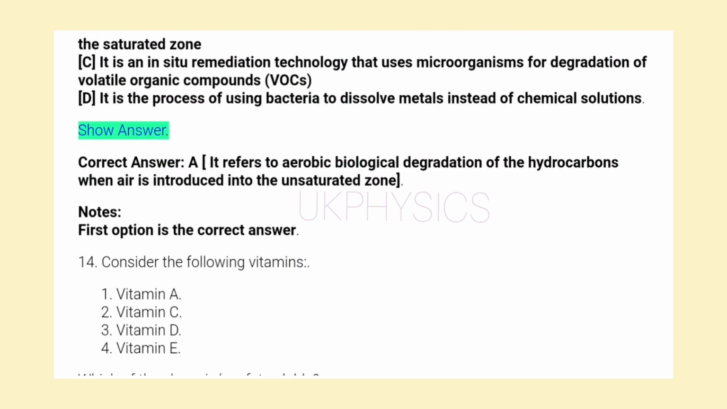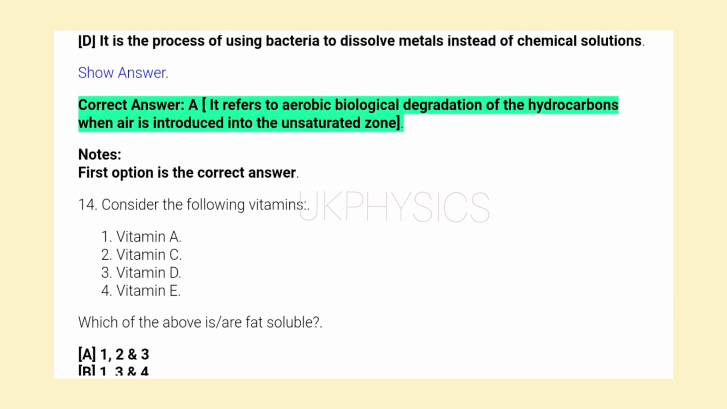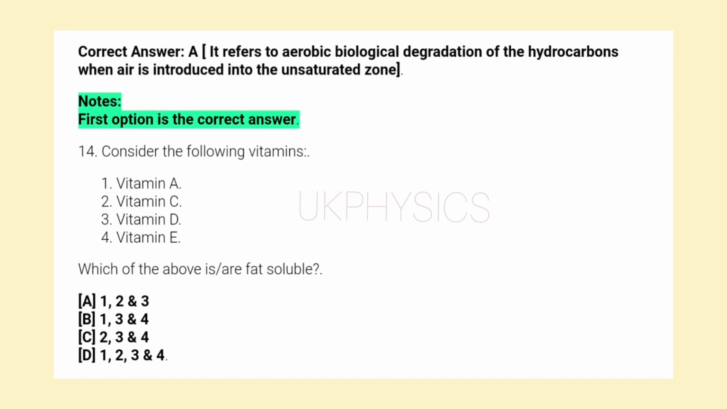Show answer. Correct answer, A. It refers to aerobic biological degradation of the hydrocarbons when air is introduced into the unsaturated zone. Notes: first option is the correct answer.